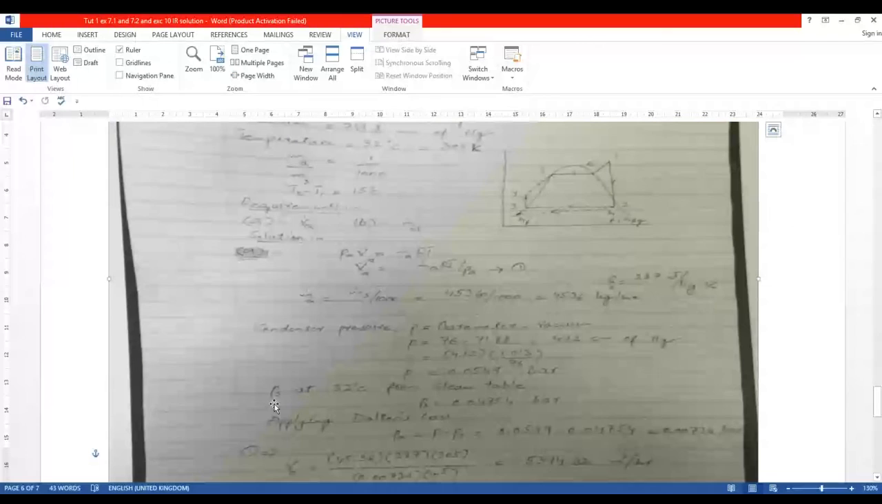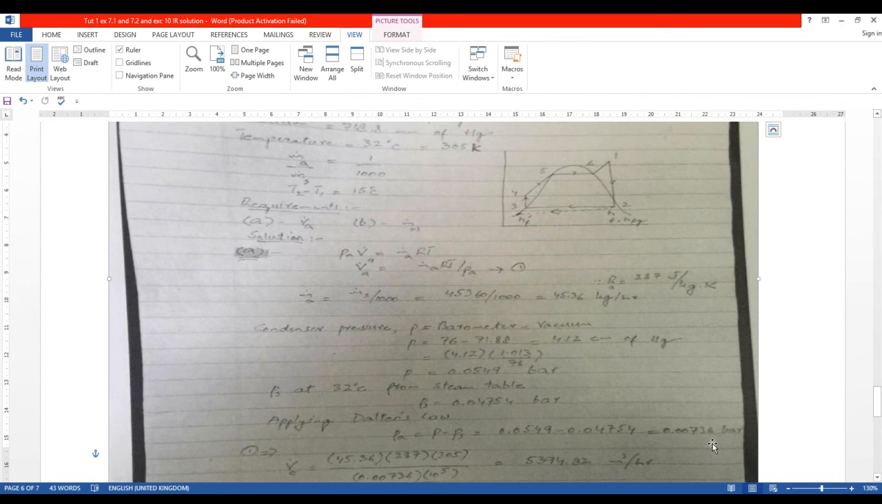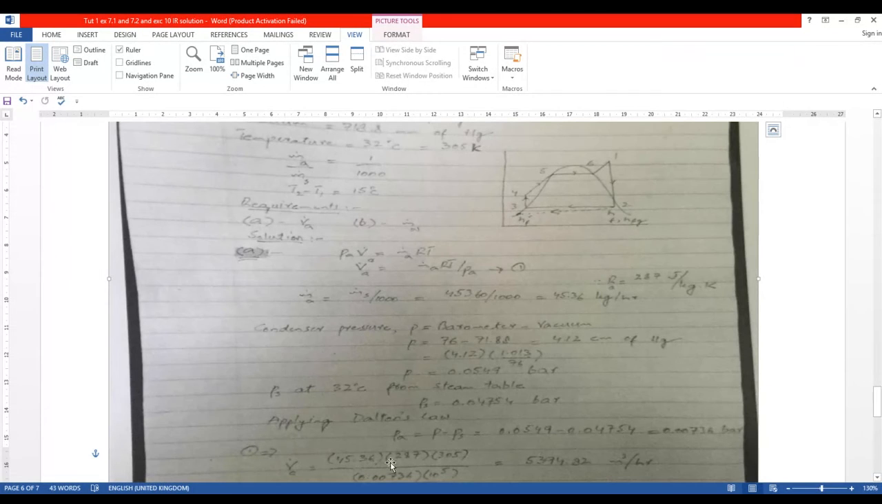PS, the partial pressure of steam, we can find from the steam table at 32, because the temperature is given, the saturation temperature 32 degrees centigrade. So PS from the steam table equals 0.04754 bar. Now we find PA, the partial pressure of air, which is P minus PS, and we get 0.00736 bar. Then we can use V dot A equals m R T over P.